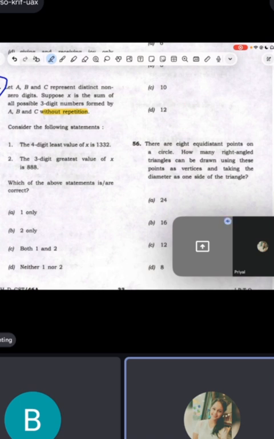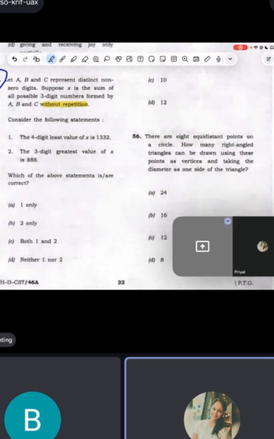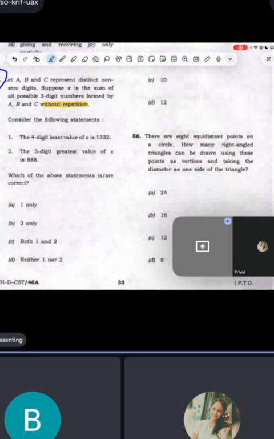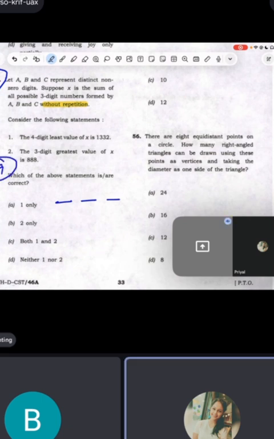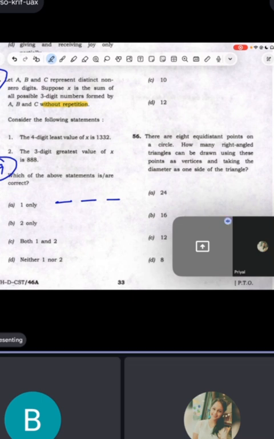Which of the following statements is correct? See guys, you know what? Again, number system. There are three-digit numbers, and they are non-zero digits. It means 1 to 9. And X is the sum of all possible three-digit numbers. So let's say these are 1, 2, 3. Why am I taking 1, 2, 3? Because they are asking for the least. So I think these are the least three-digit numbers of the natural numbers.